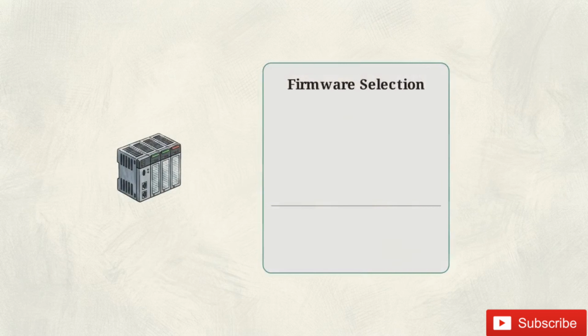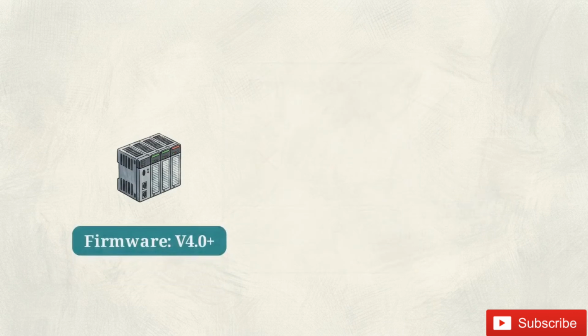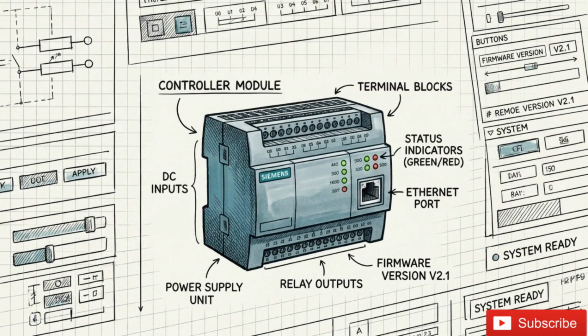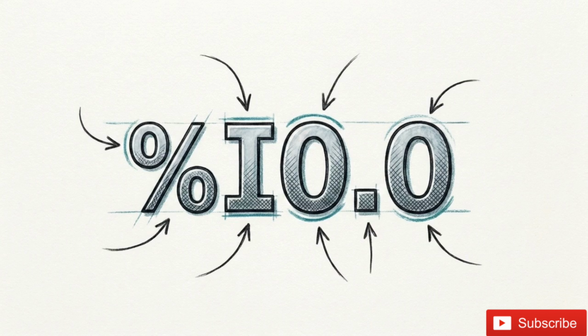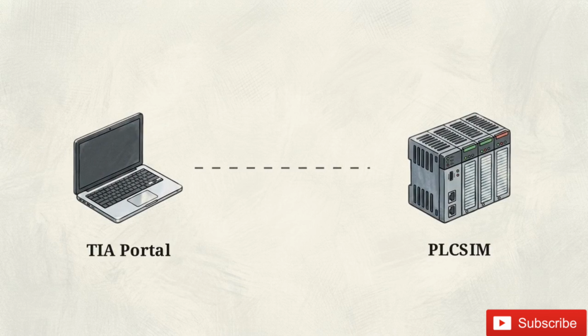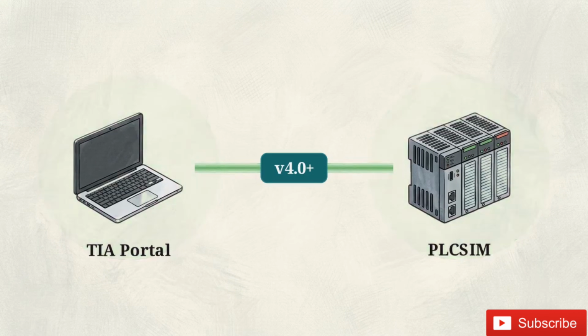As shown in this schematic diagram, selecting the correct firmware version is critical. If you pick a firmware version lower than 4.0, your simulator will not function. Once your CPU is added, look at the device overview panel. Note the starting addresses for your inputs and outputs, which typically begin at 0.0. You will need these specific addresses to write your code. Matching this exact firmware version during hardware configuration is the strict requirement that allows TIA Portal and your PLCSIM engine to communicate with each other.